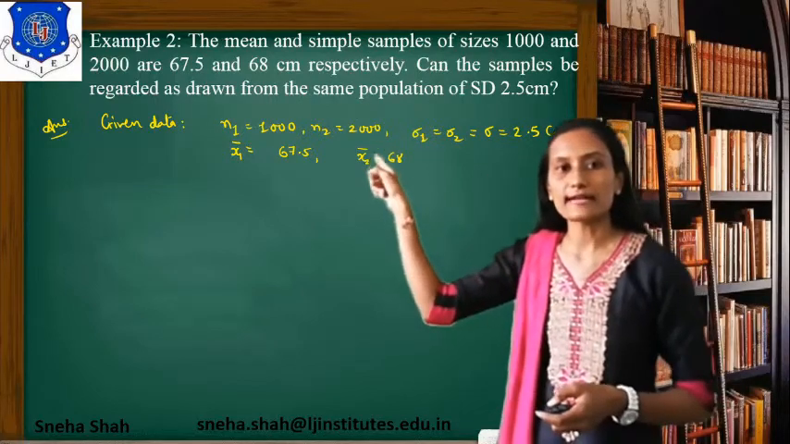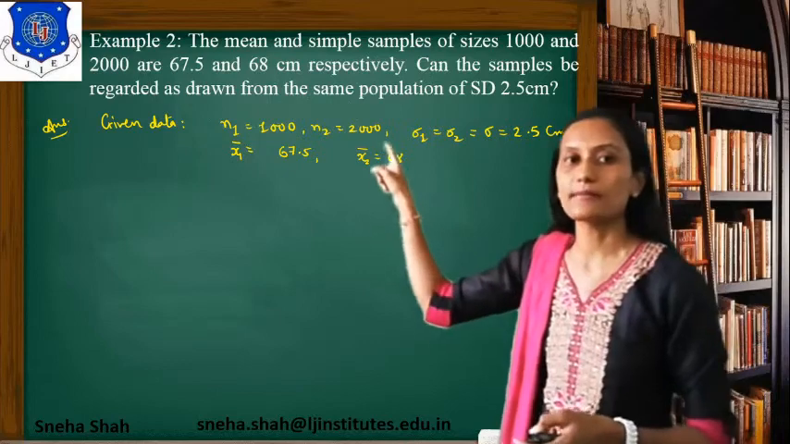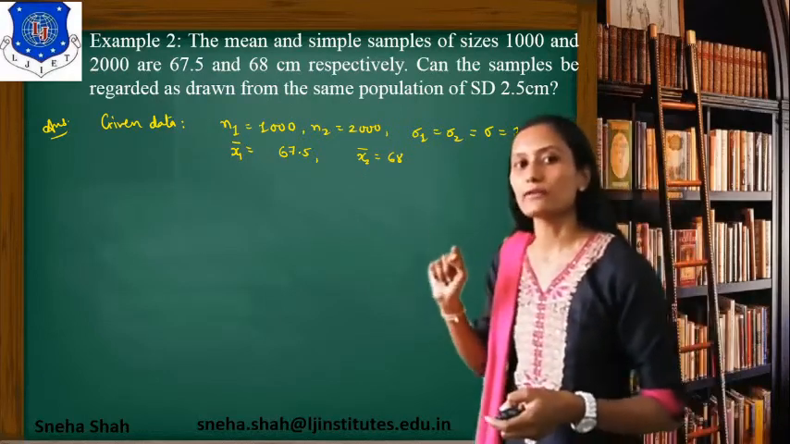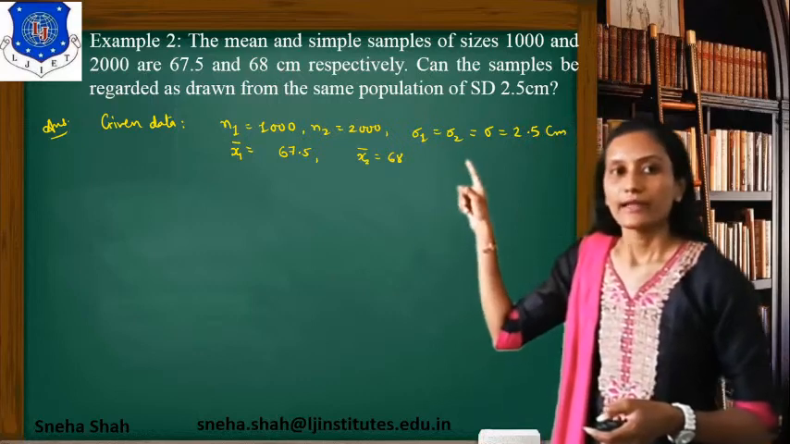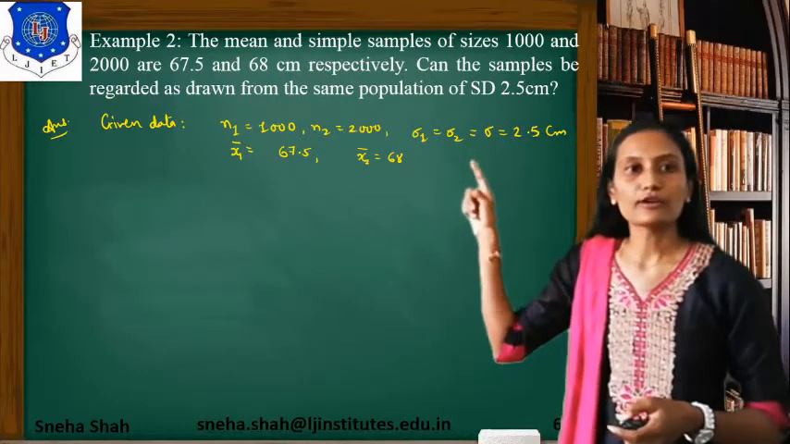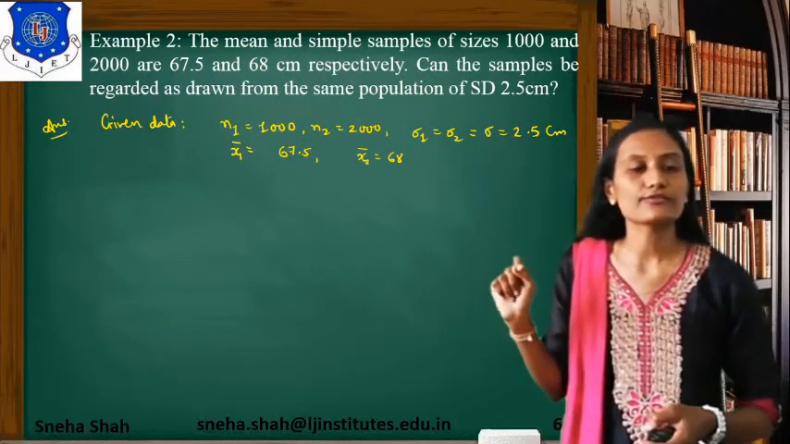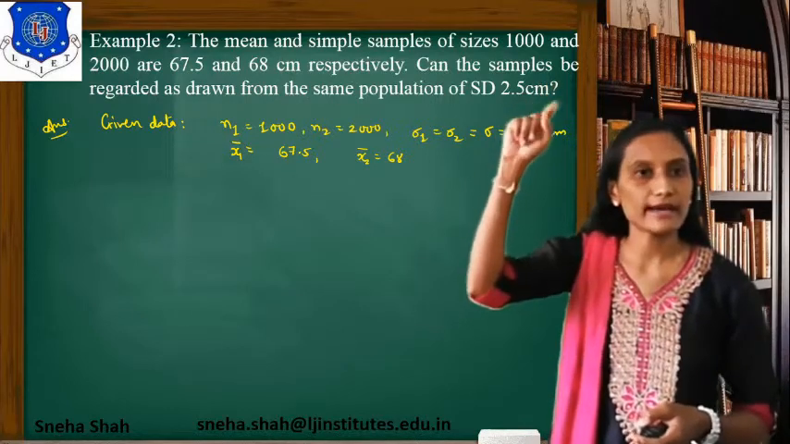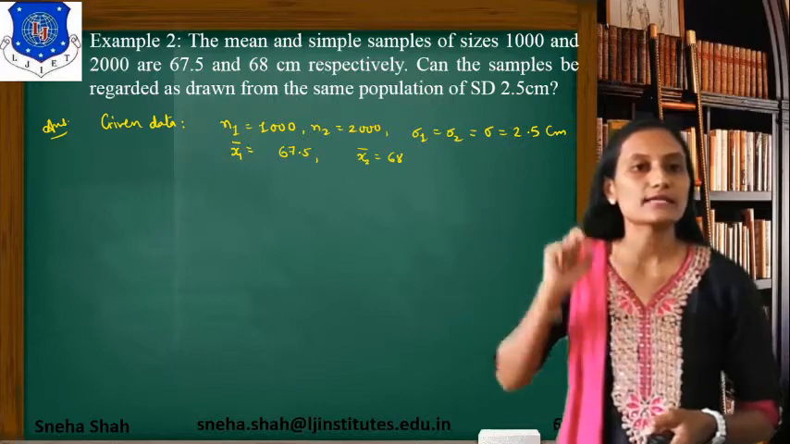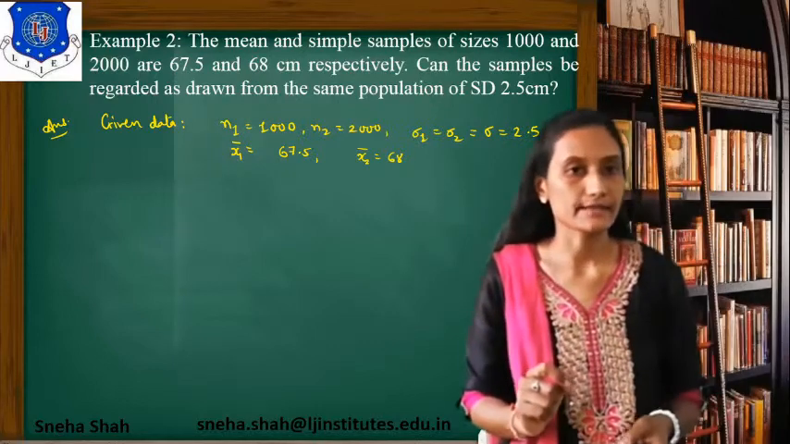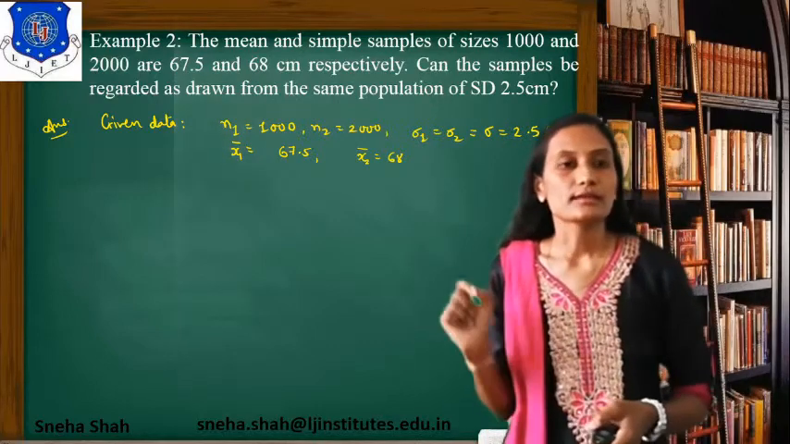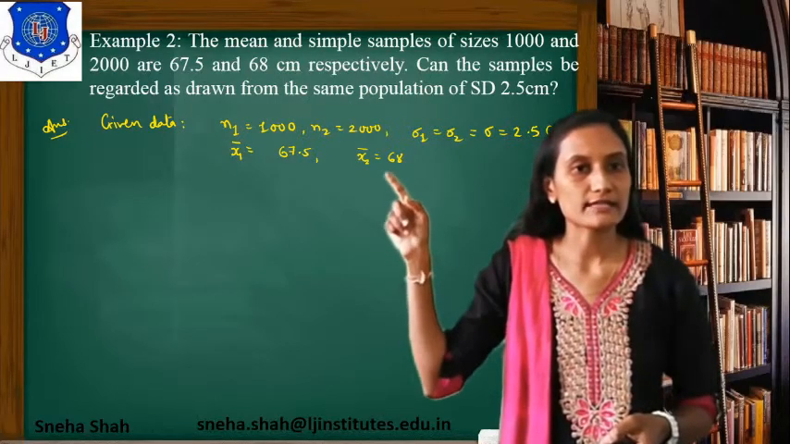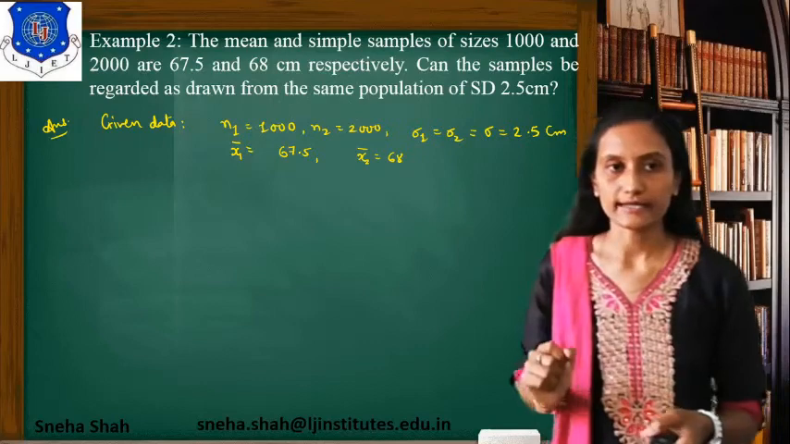So the standard deviation is represented as sigma 1 equals sigma 2 equals sigma, and its value equals 2.5. Now the mean for the first population equals 67.5, and for the second population its value equals 68. So x1 bar equals 67.5 and x2 bar equals 68.